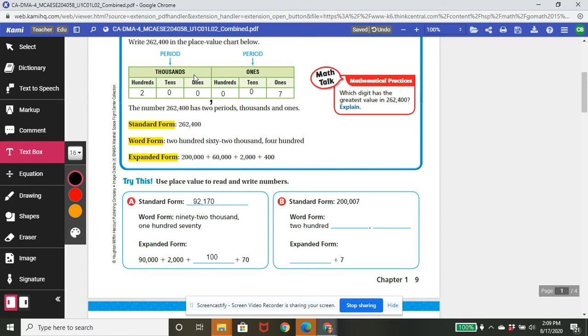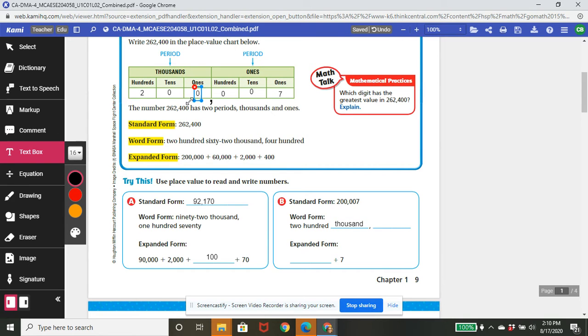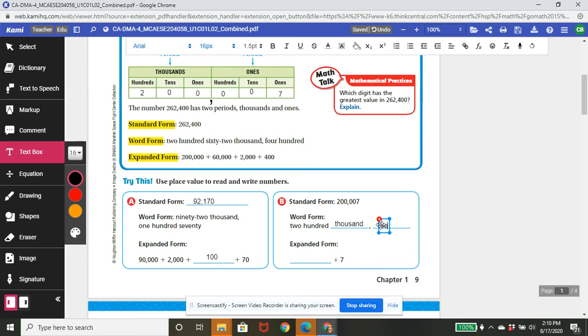If I just block off the thousands for a second and I just read this period, it says 200. And then this comma says 1,000. So here's my first word, 200,000. Okay, so I've got that part. I got the first period, 200,000, 7. There's no hundreds or tens, so there's just 7 left. So to say this number, I would say 200,007.